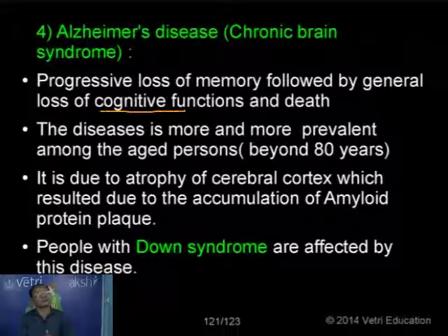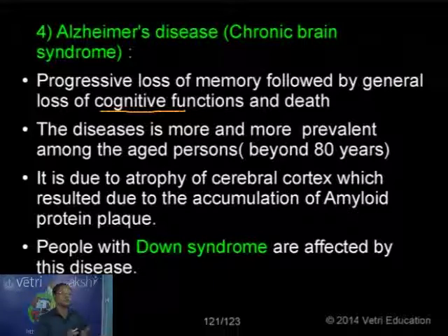This disorder is normally most prevalent in old-aged people above the age of 80, and people below 50 are not affected by this disease. What is the reason for that? One, it is due to the atrophy of the cerebral cortex. Diminution in function, shrinkage of the part. So atrophy normally means a decrease in size.